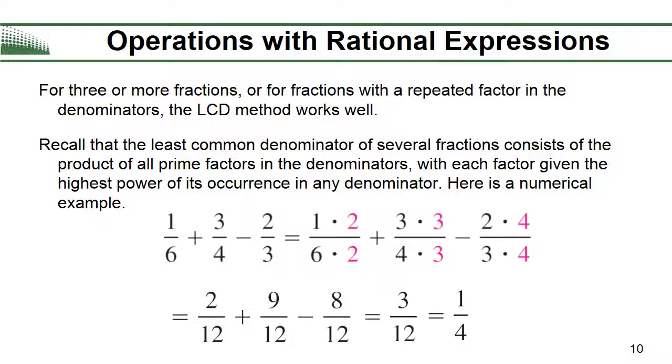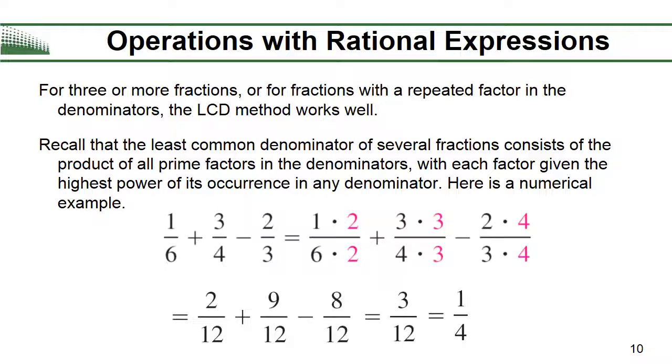The previous method we used worked well when you have only two fractions, and really well when those two fractions don't have any common factors in the denominator. Now, if you have common factors in the denominator, or if you have more than 3 fractions, you're really going to need to find the least common denominator. Just recall that the least common denominator of several fractions consists of the product of all the prime factors in the denominators, with each factor given the highest power of its occurrence in any denominator.